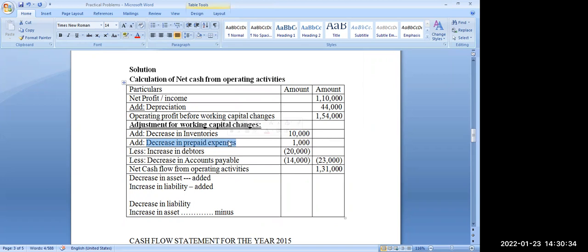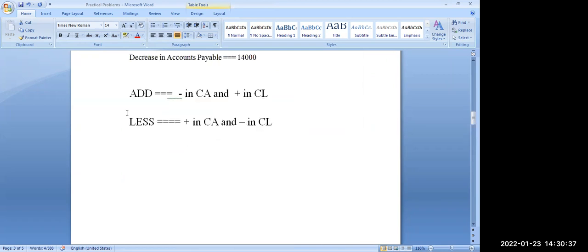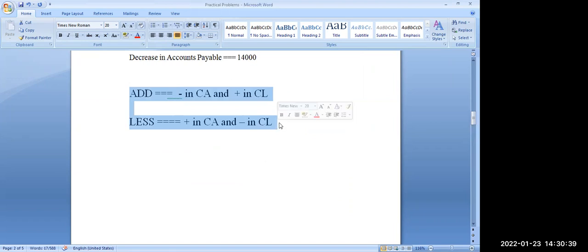Decrease in accounts payable. How do I know this? Through this. What is the logic behind it? If a current asset is decreasing, that means there is an inflow. If a current liability is increasing, it means we are selling something and we are having an inflow.